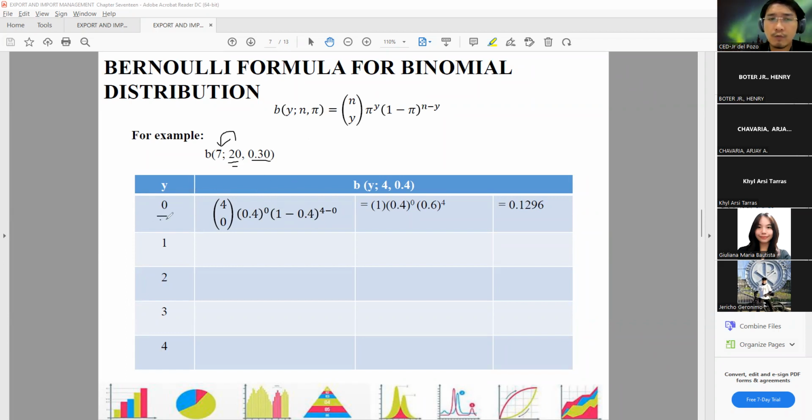we have y na 0. So for this one naman, we try to find out of four samples, what's the probability of having a 0 type O blood with 0.4 probability of success and 0.6 the probability of failure. So that is, solve muna natin tong 4 factorial, ay 4C0. So that is 4 factorial over 0 factorial multiplied by 4 minus 0 factorial. And what is the answer?